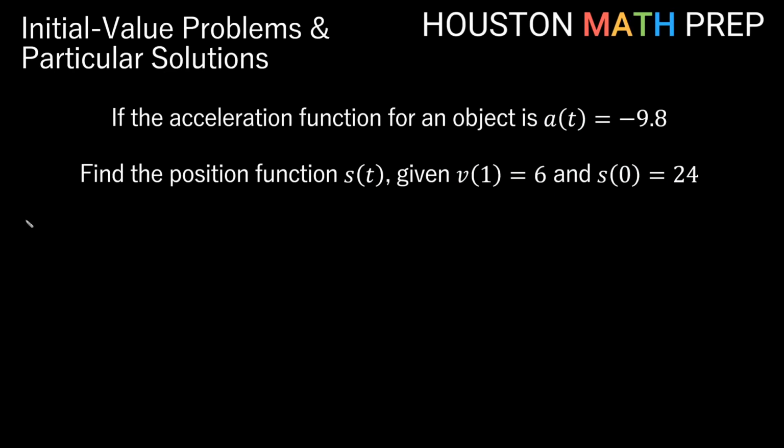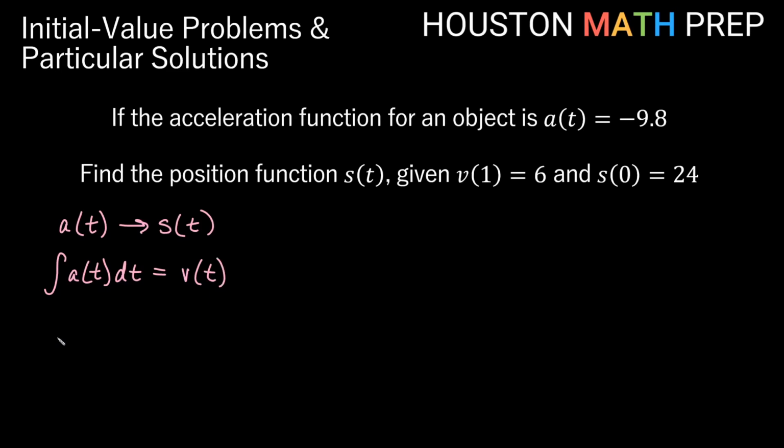So we're starting with a of t. How do we get to the position function? The position function, it turns out, is not just one step away from a of t. If I take the antiderivative of acceleration, then that is going to give me the velocity function.